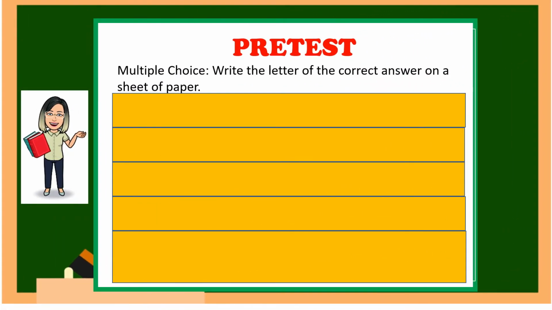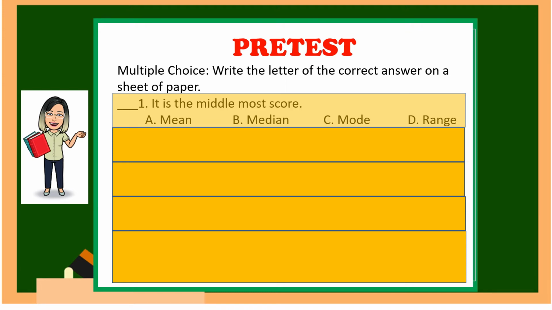So we have a pretest. We need to find out what you know about the lesson. Write the letter of the correct answer on a sheet of paper. Number 1. It is the middlemost score. Letter A, mean. Letter B, median. Letter C, mode. Letter D, range.